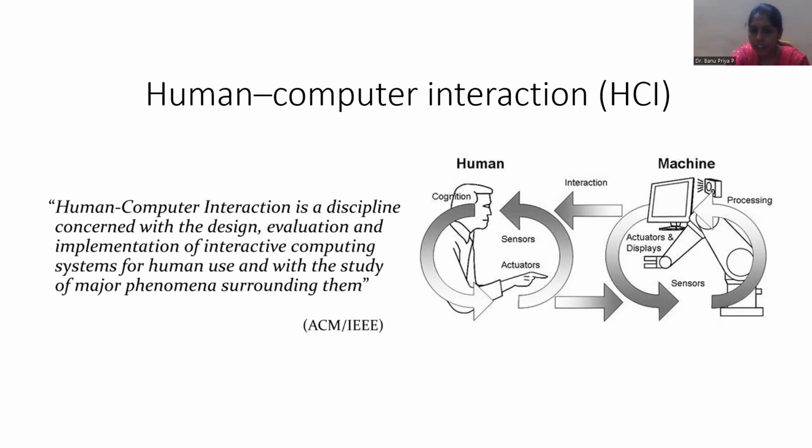If you look at the figure, this figure is showing the cognitive interactiveness between the human and the machine. Also, the interaction can happen via a sensor, actuator, or any kind of environment between the human and the machine, and the machine processes it according to the human's commands.